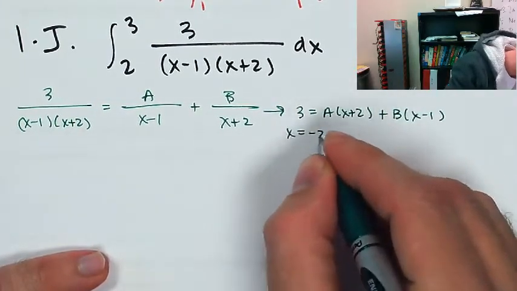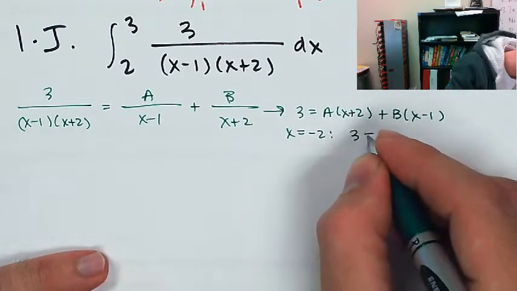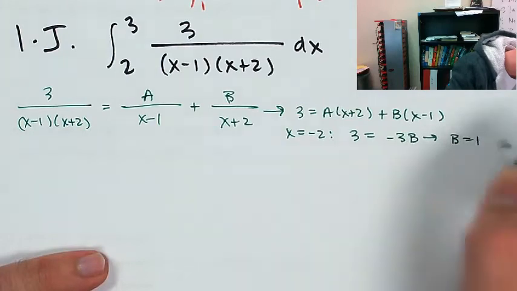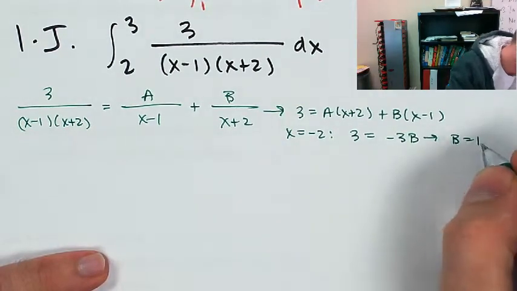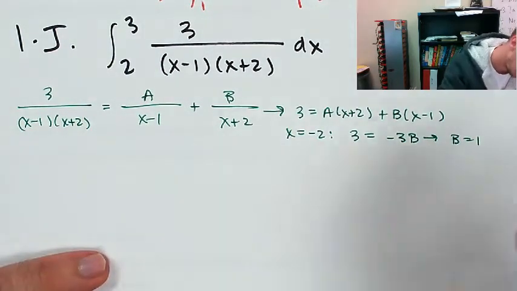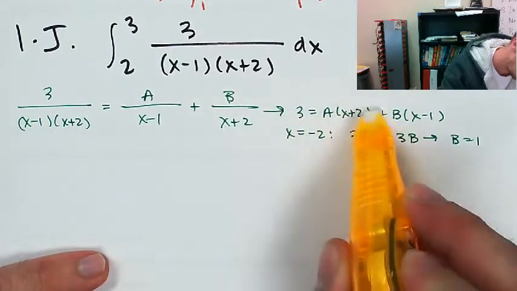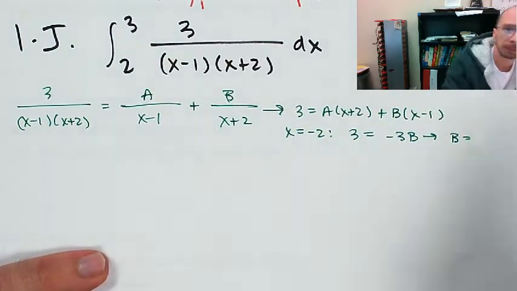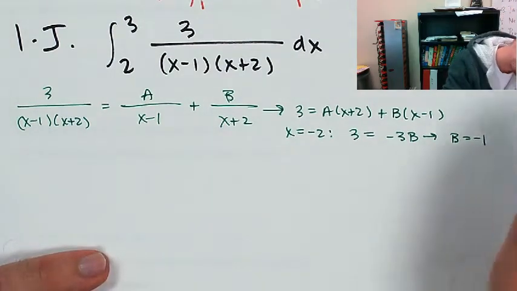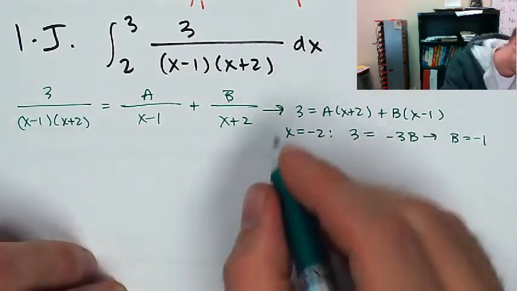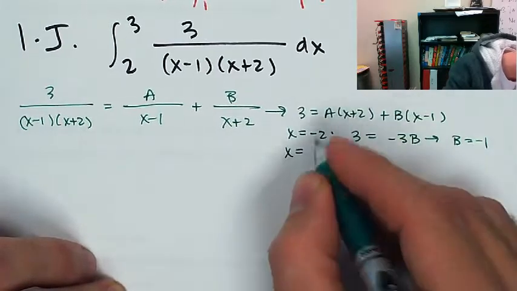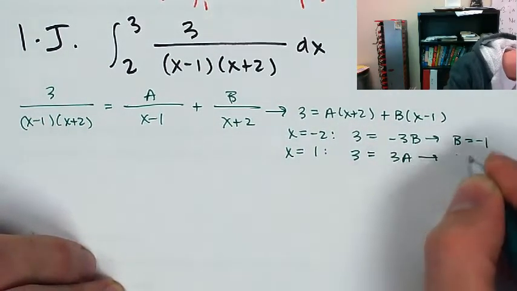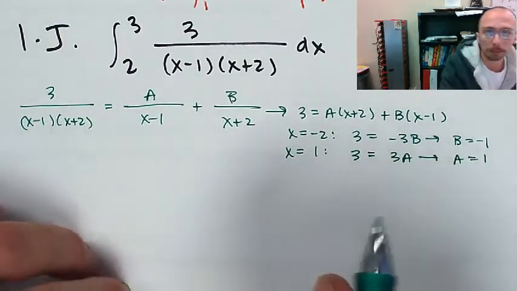And then when x equals negative 2, I'll have 3 equaling negative 3b, giving me b equals 1. Wait, no, that would be negative 1. Let me make sure. Negative 2, okay, 3 equals negative 3b. Yeah, that's going to be negative 1. I've been particularly error prone today, but that's all right. And then when x is equal to 1, 3 will equal 3 times a, leading me to believe that a is equal to positive 1.